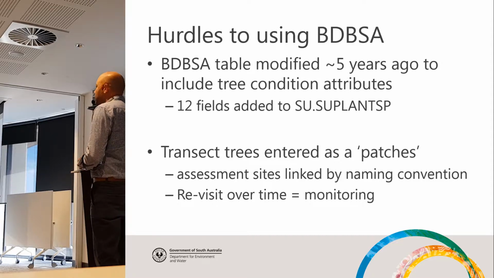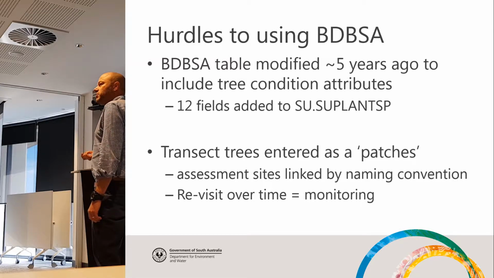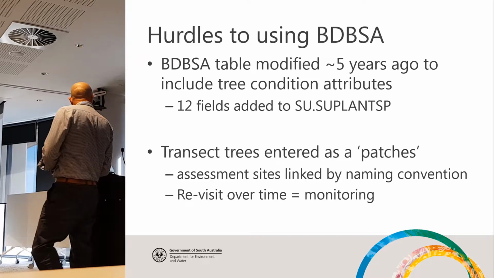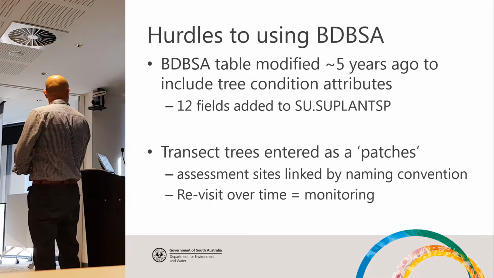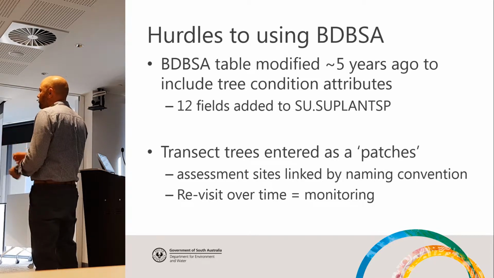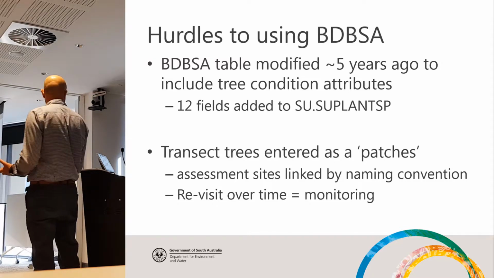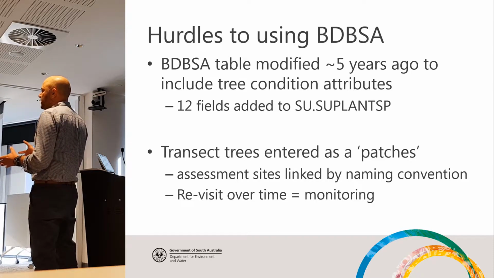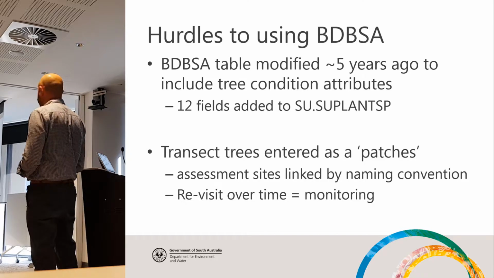Just looking at the hurdles of using BDBSA, the extra fields that are in BDBSA now that hold the tree condition data weren't there about 5 years ago, so it would have been a hurdle to get this data in more than 5 years ago, but it's not a hurdle now. There's 12 extra fields. I guess the hurdle was trying to come up with a conceptual way of picturing these tree condition assessment sites, which was the transects of 30 trees, and how to get them into BDBSA. So we've come up with each tree is essentially a patch, and they're linked by a common naming convention that's been used. And the revisit over time is essentially the monitoring activities.